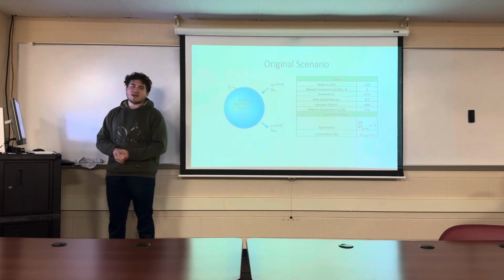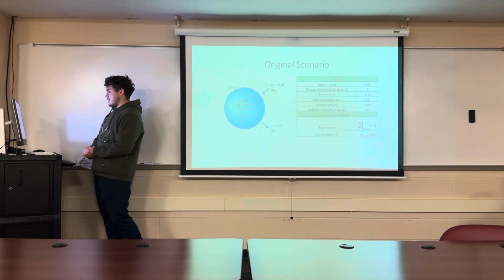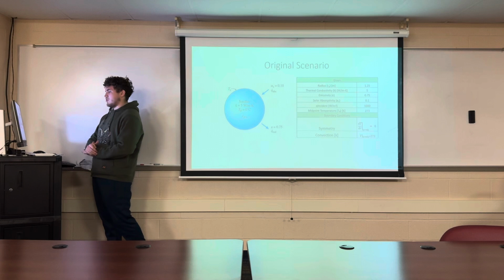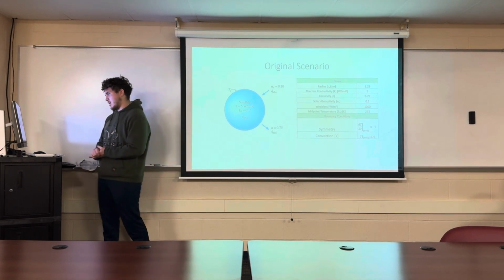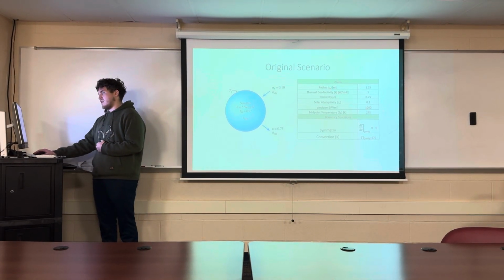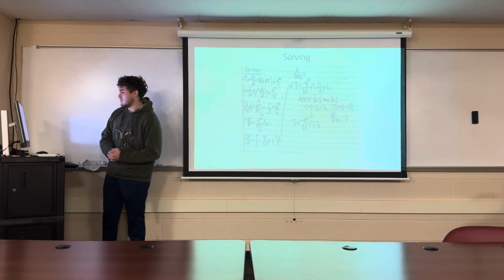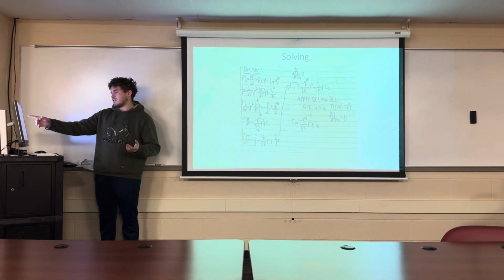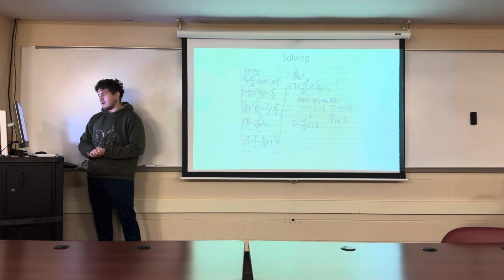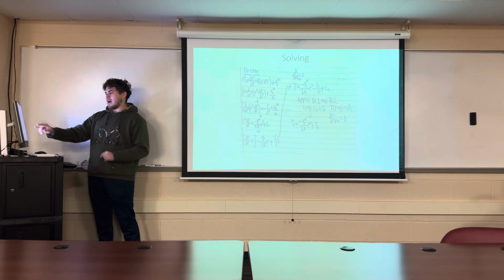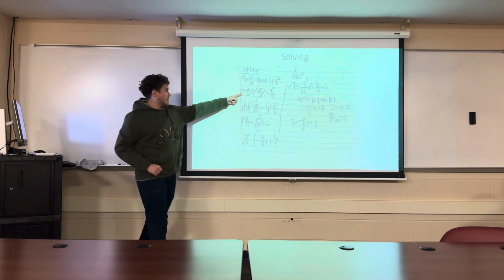And then we also have boundary conditions as well. So we have our symmetry because we have a spherical object, then our convection as well. So when we're solving this, we start off with the first law, and then we go to our heat conduction equation for our sphere right here.